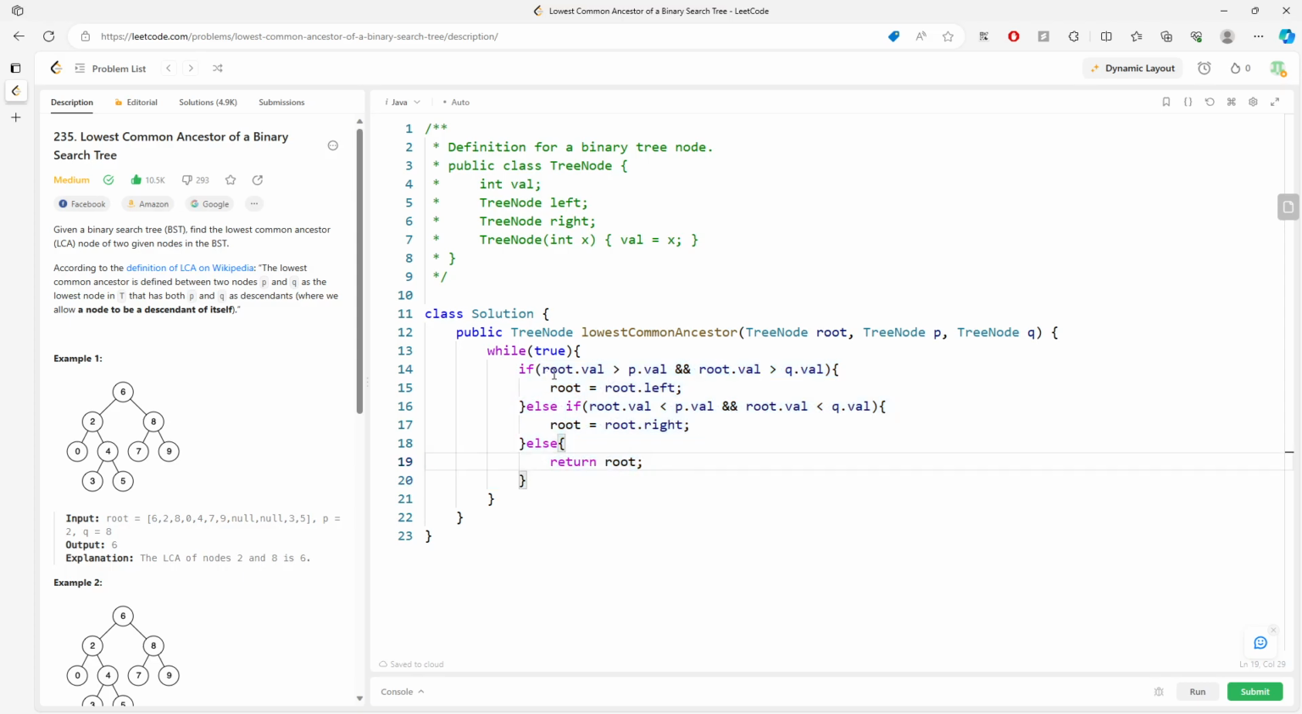So this is the iteration solution, and the time and space are going to be the same. You either cut the tree in half to the left or right, so time is O of h depending on the height of the tree, and space is constant, O of 1. You don't allocate any space.